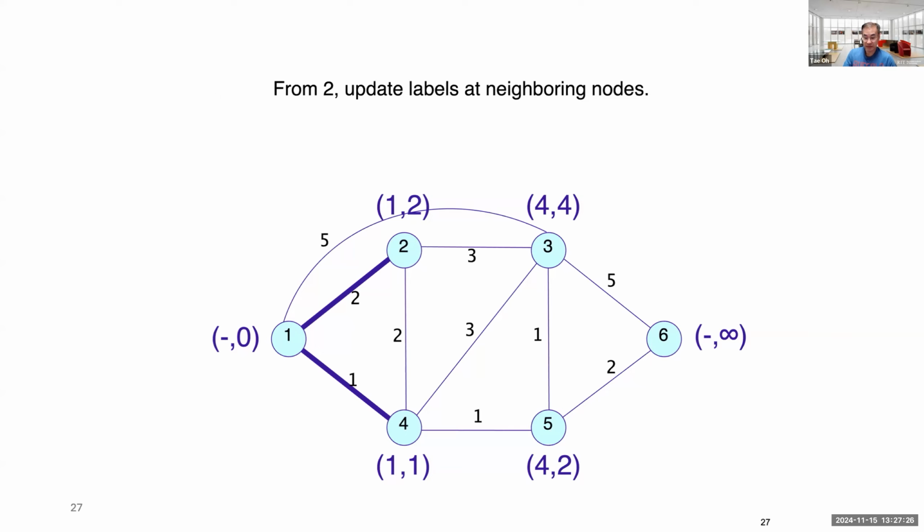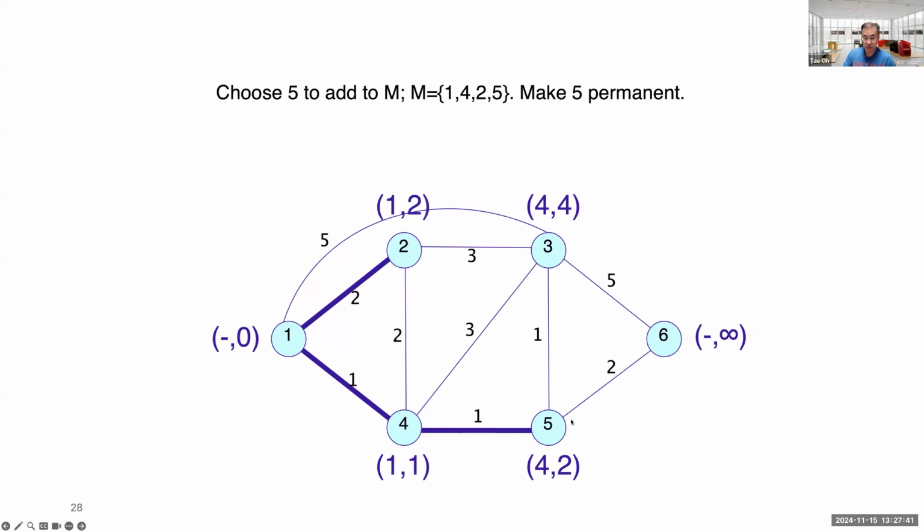Update the labels of the neighbor nodes. In this case, this is 2 with 5. They add a 2 here, then the 5. 5 is made permanent because there's no shorter path to get there. So 5 is made permanent via 4, 2.